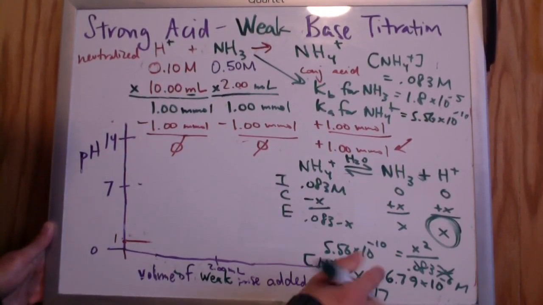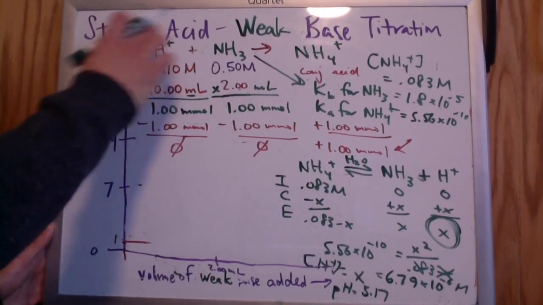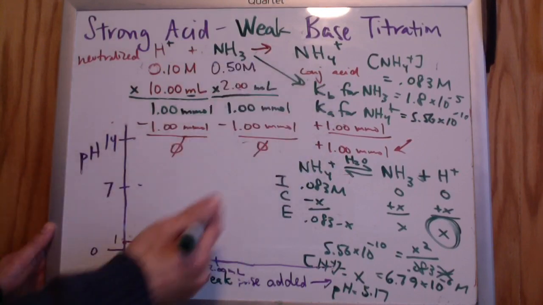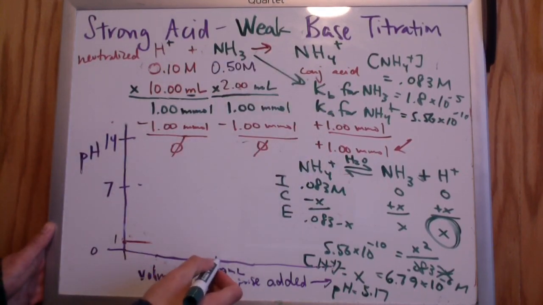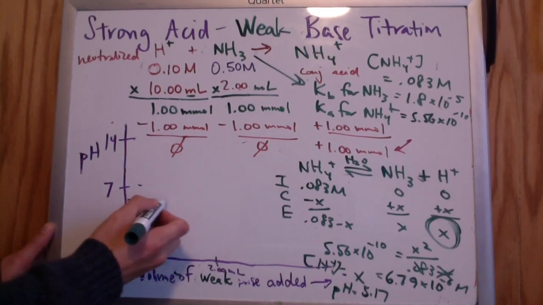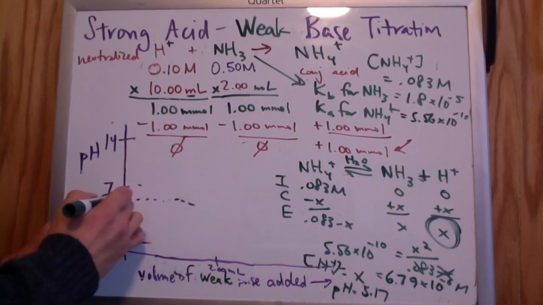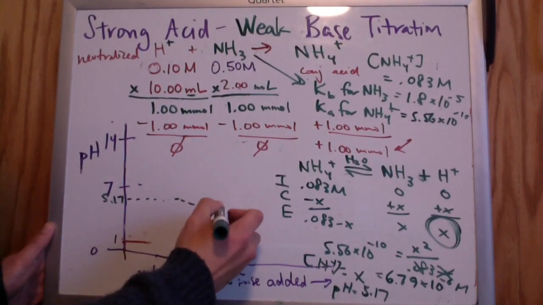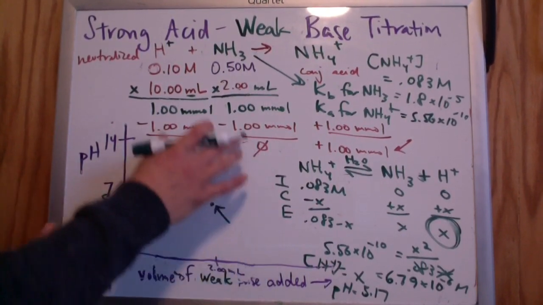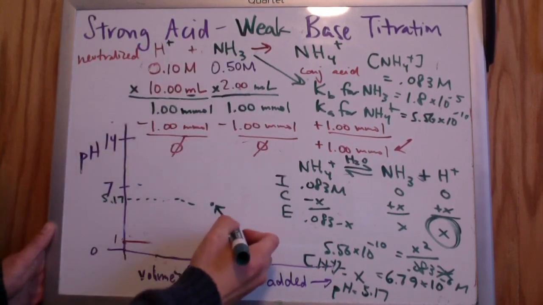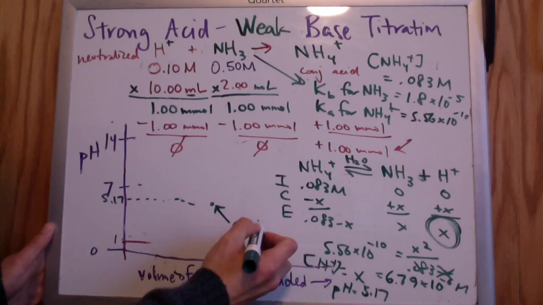So at this point, with the strong acid and weak base, it depends on what the Ka and the Kb values were. At the equivalence point, we figured out was 2.00 milliliters. Then the pH at the equivalence point is actually 5.17. So that would be this point here. So this is the equivalence point where the reactants, the acid and the base, completely neutralize each other.